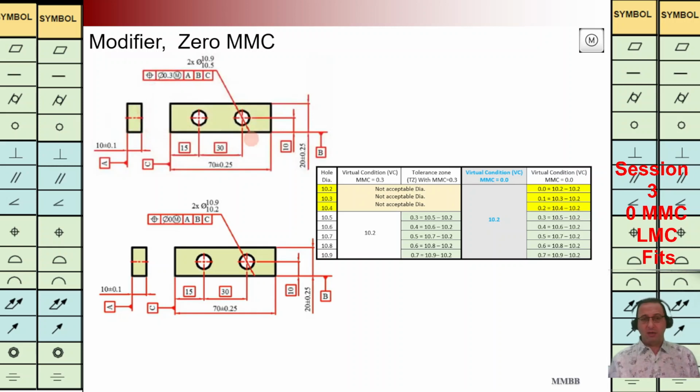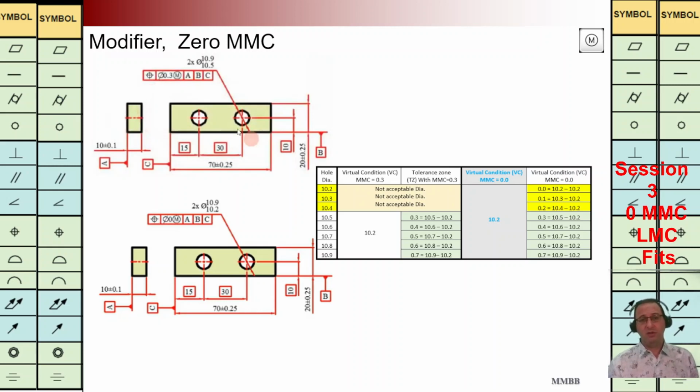Today I'm going to talk about zero MMC and LMC. If we have time, I'm going to talk about different types of fields. Let's talk about zero MMC. Please see this figure at the top.